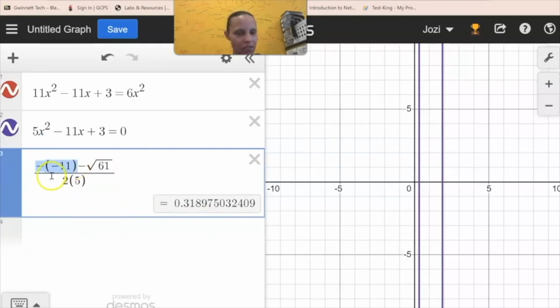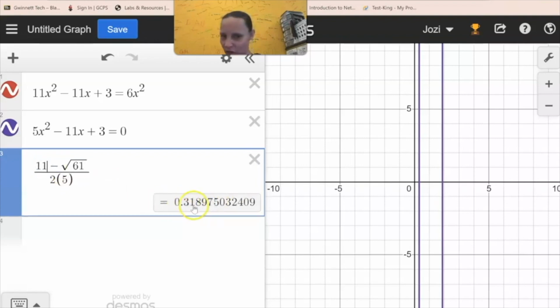A negative times a negative is what? Positive. Again, keep an eye on this right here. It should be positive 11. Do I change? No, I'm still okay. All right. Let's take everything underneath.